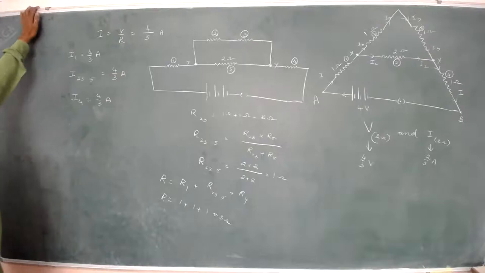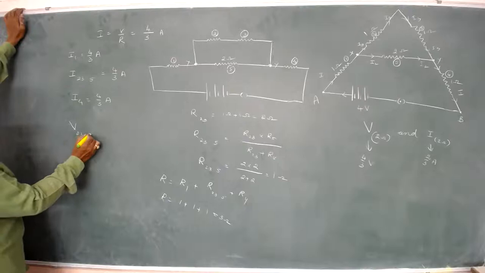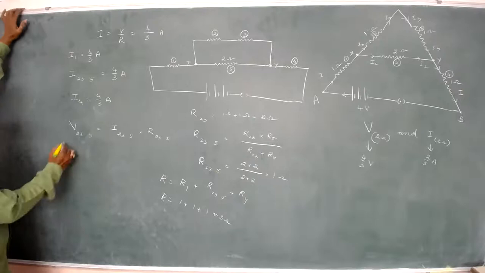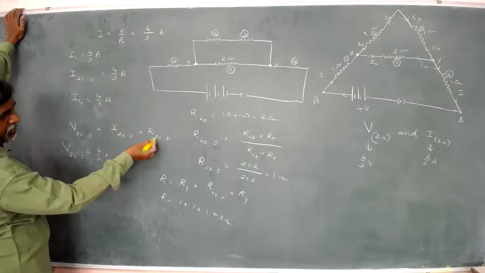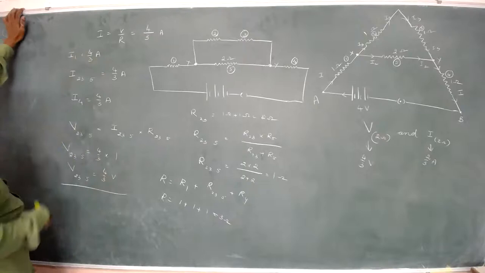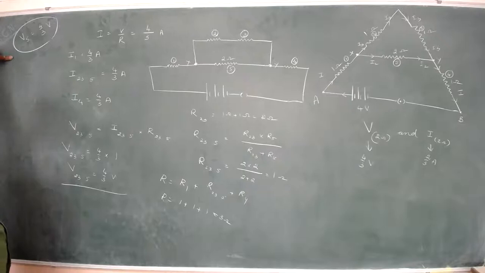So the potential across X, Y, I will find out. Potential across 2,3,5 is the current across 2,3,5 into the resistance across 2,3,5. The current is 4 by 3, and the resistance is 1 ohm. So V2,3,5 is equal to 4 by 3 volts. Since 2,3 and 5 are in parallel, V5 should be equal to 4 by 3. Did you get the same? Yes, 4 by 3 volt. Correct.